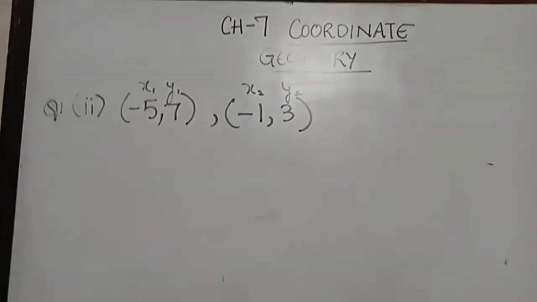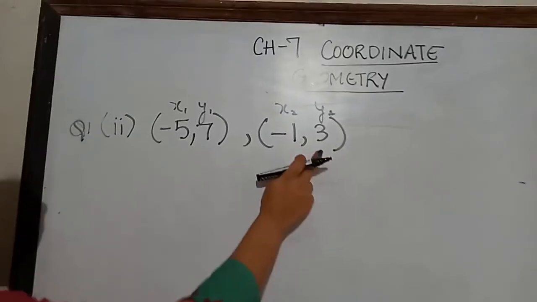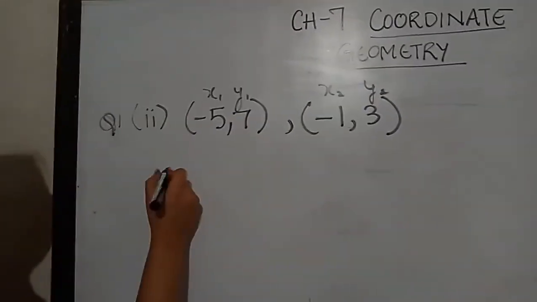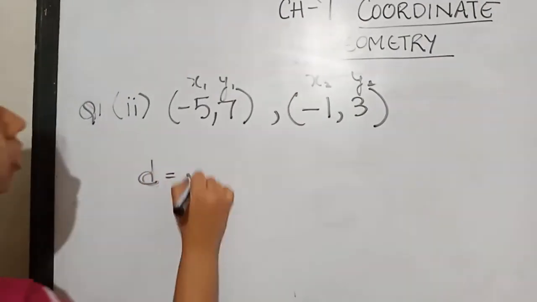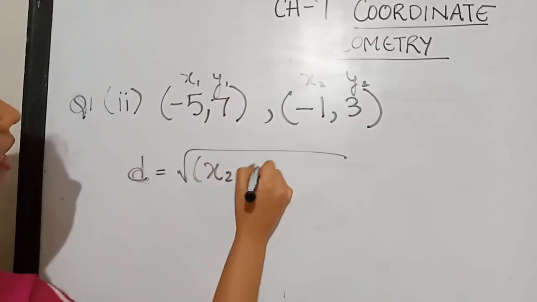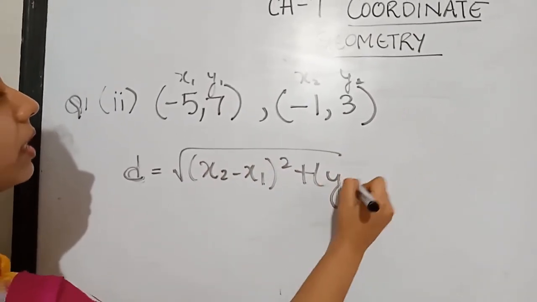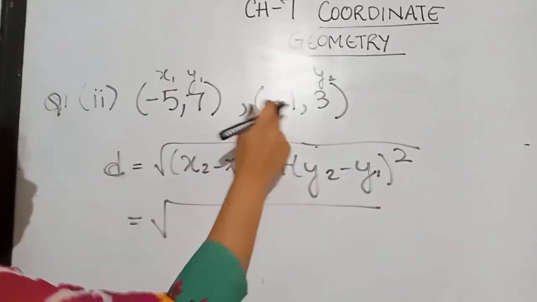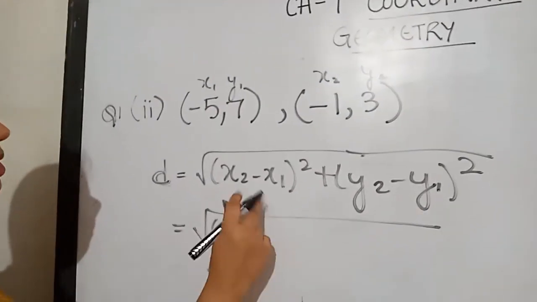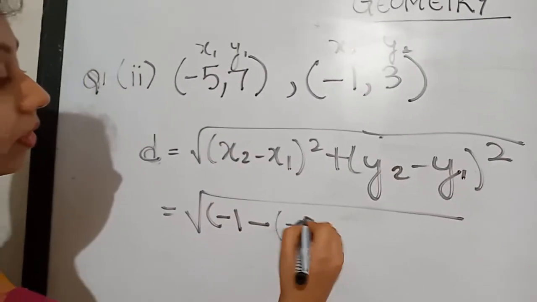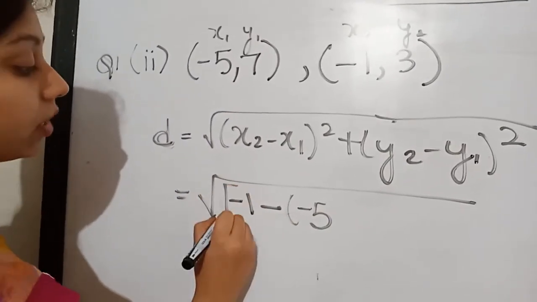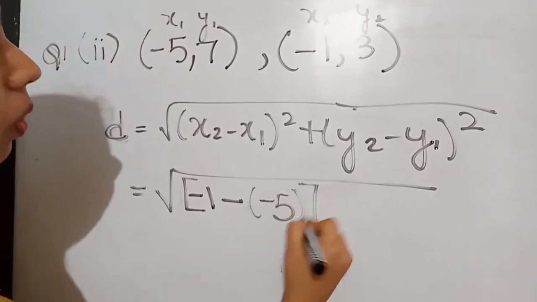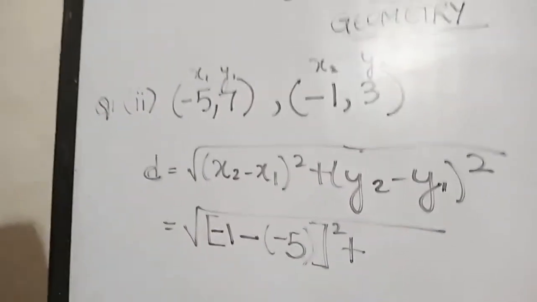Let us start with second question. (Minus 5, 7) and (minus 1, 3). Let this be x1, y1 and this be x2, y2. Now what is the distance formula? The distance formula is (x2 minus x1) whole square plus (y2 minus y1) whole square. Let us substitute the values. x2 is minus 1 minus x1 is minus 5. So let this be in the square bracket, children. Minus 1 minus of x1 is what? Minus 5 whole square plus (y2 minus y1) whole square.